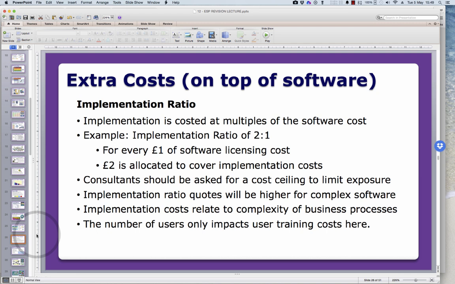So implementation ratio quotes will be higher for complex software, and really the costs of implementation relate to the complexity of the business processes, whereas the number of users only impacts user training, really.